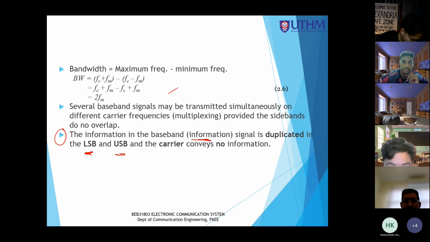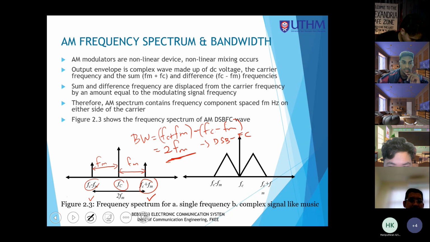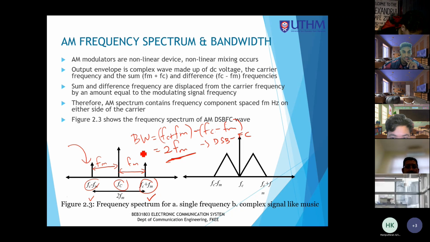So if we look at this, the information is contained in the lower sideband and also the upper sideband, and both pieces of information carried are the same. Okay, the information in the lower sideband is the same as the information in the upper sideband. So you see that we are actually as if we are transmitting more than twice. As if we send the message twice.